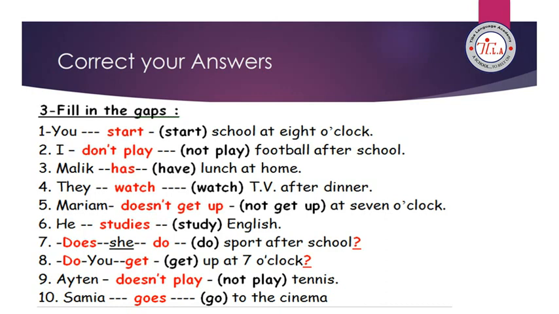Three. Malik have lunch at home. Malik here, strong or weak? Weak. Remember verb to have? I have two sisters, have and has. Have with a strong group and has with a weak group. So Malik here, weak group, so I will write has. Number 4. They.